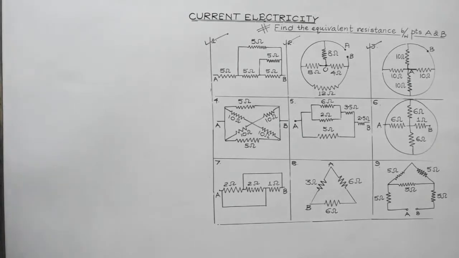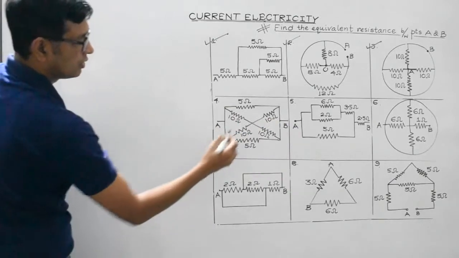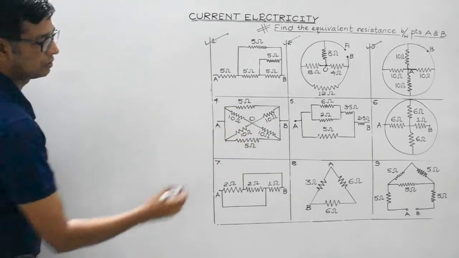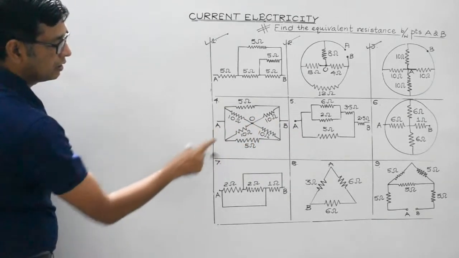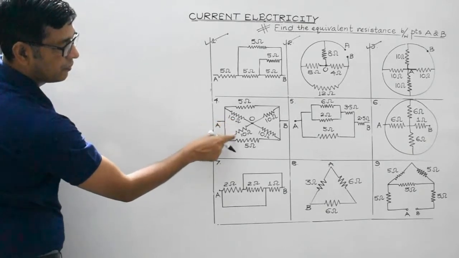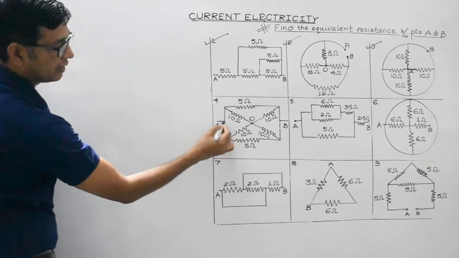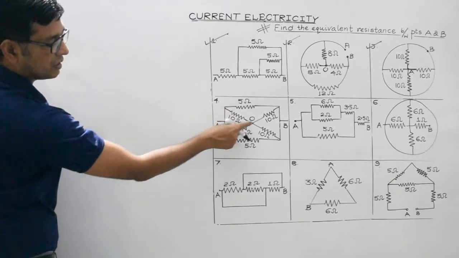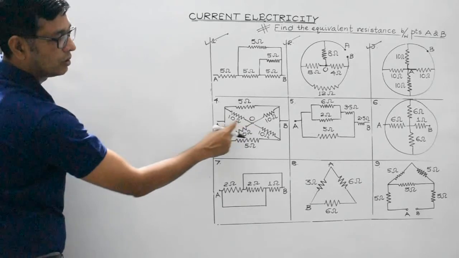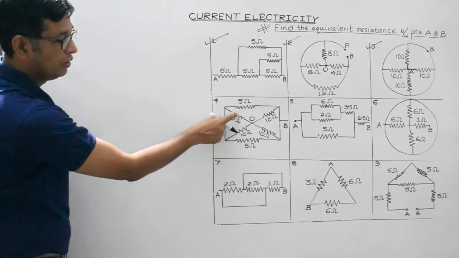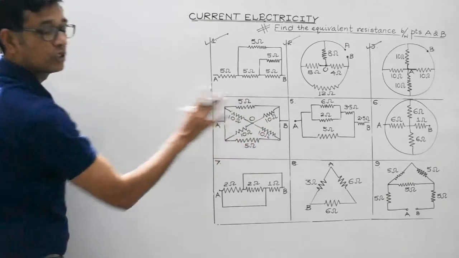Okay. Fourth one is this one. Now look, this is the point O, suppose the intersection of this diagonal. Now consider these two resistors. One end is connected to point O and the other end is connected to point A. So these two resistors have their two ends connected to the same two points A and O. Therefore they must be connected in parallel. So these two are in parallel. Similarly, these two are also in parallel.